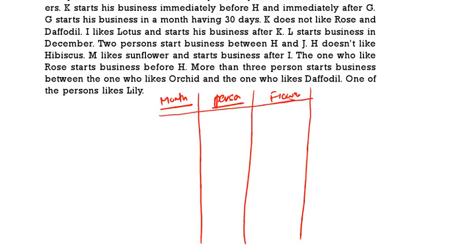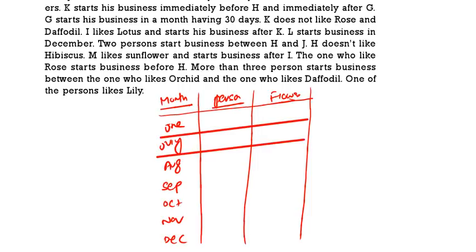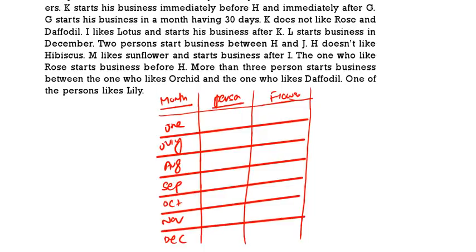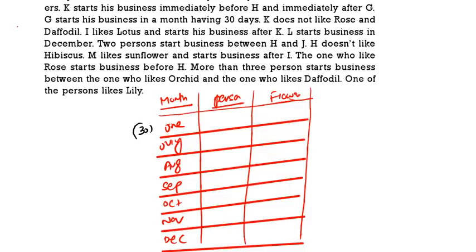Under the months you write down June, July, August, September, October, November, followed by last, December. Now start the puzzle. Before going to that, how many days does each month have? June 30, July 31, August 31, September 30, October 31, November 30, December 31.